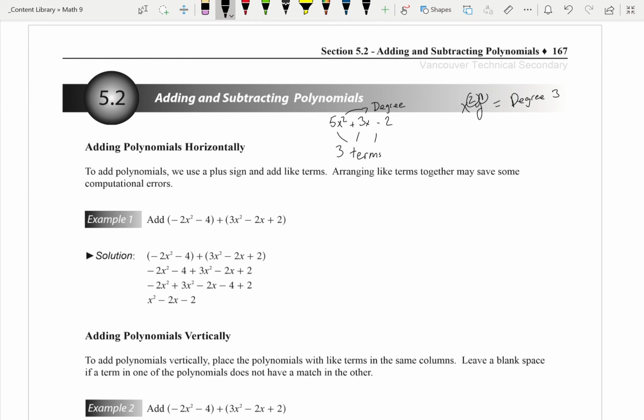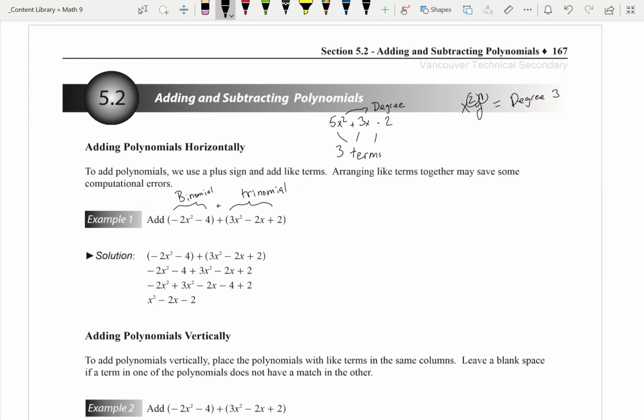So for this section, we're going to add polynomials. So what happens if I want to have, say, in this example, they have one polynomial here, which is a binomial, and they're adding together a trinomial to it.